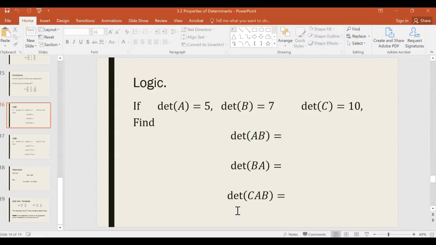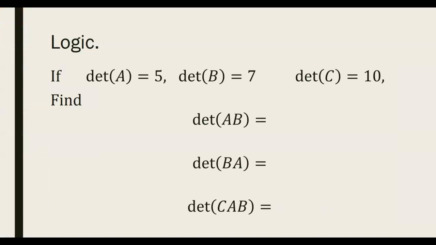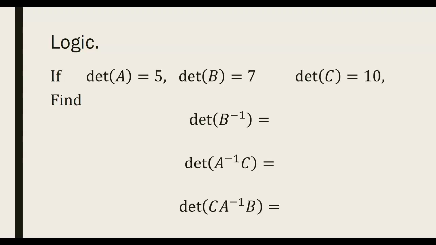But products work really, really nicely. So do inverses. So again, remember that rule about inverses. If the determinant of a matrix is 17, then its inverse has determinant, which is the multiplicative inverse, which is 1 over 17. So I want you to use that fact to solve these 3 problems. Find the determinant of B inverse, find the determinant of A inverse times C, and then find the determinant of C times A inverse times B.